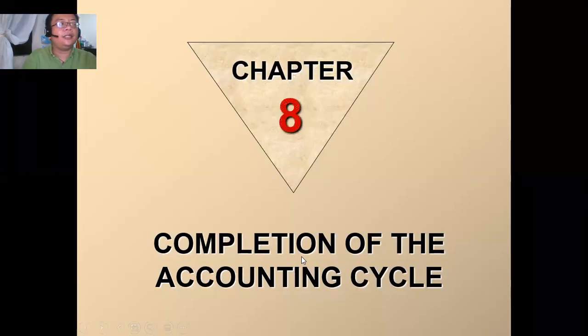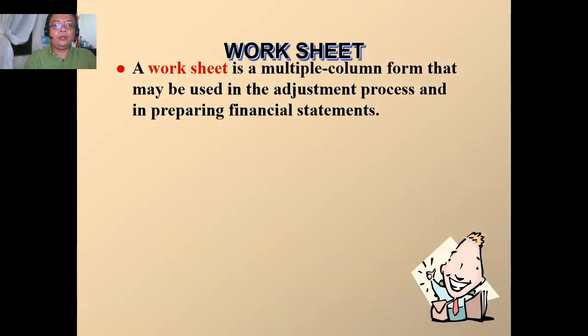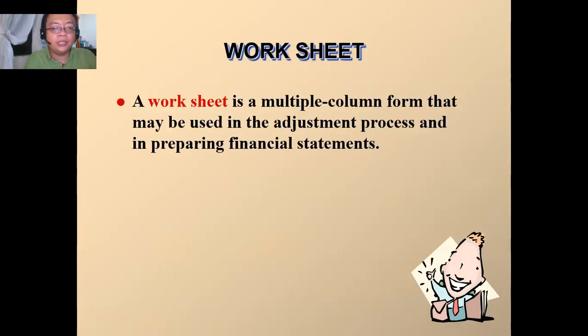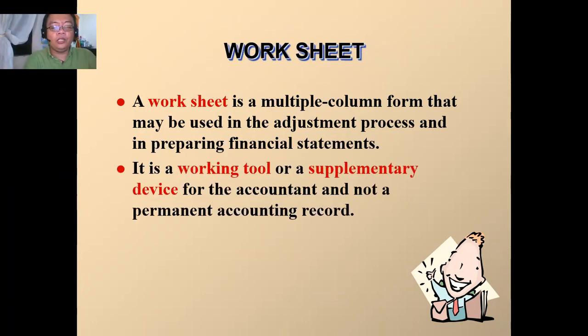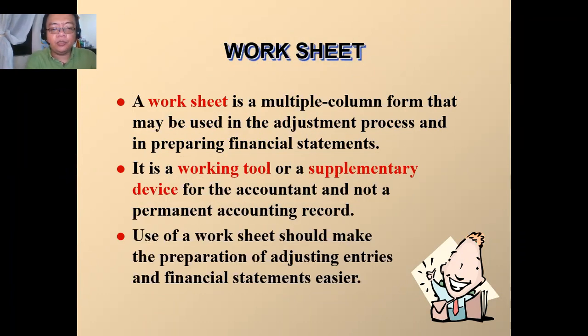All right, next. So, completing the accounting cycle. Worksheet. Again, worksheet is the multiple column form that may be used in the adjustment process and in preparing your FS. It is a working tool or supplementary device for the accountant or bookkeeper, and not a permanent accounting record. Its use is basically to make preparing adjustments and FS easier.